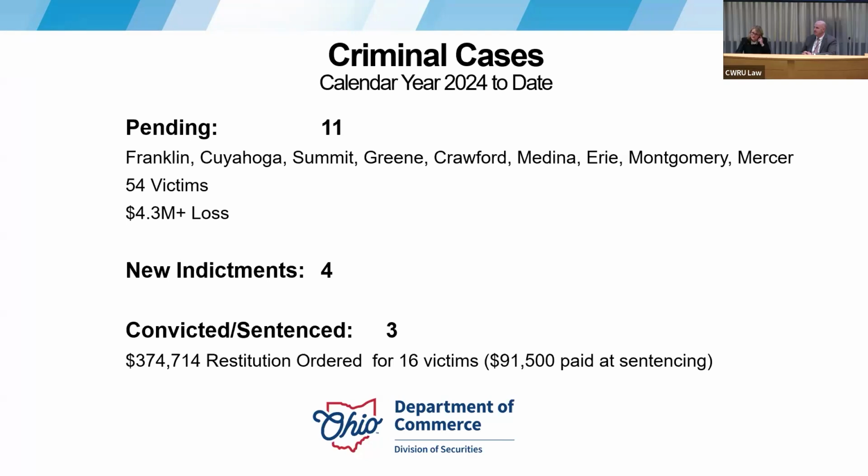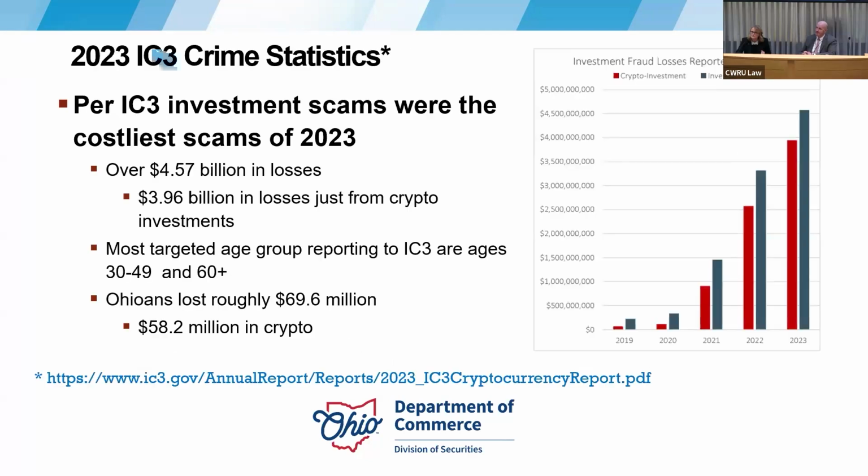We had 4 new indictments, and we had 3 cases that either pled or were sentenced. Restitution was ordered on those cases for over $370,000. $91,000 of that was paid at sentencing as part of mitigation.